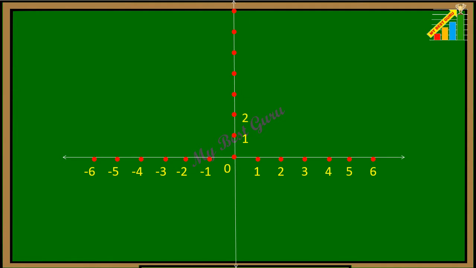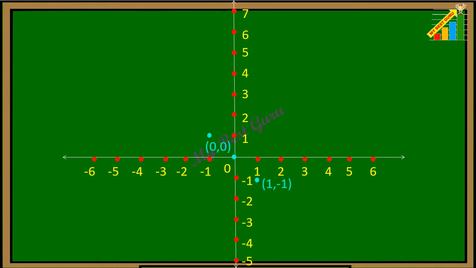And for the y-axis, the upper side is positive, so it is 1, 2, 3, 4, 5, 6, 7, and the downer side is minus 1, minus 2, minus 3, minus 4, minus 5. Now we'll just plot the points. Our first point is 1 comma minus 1. So 1 comma minus 1 is here.